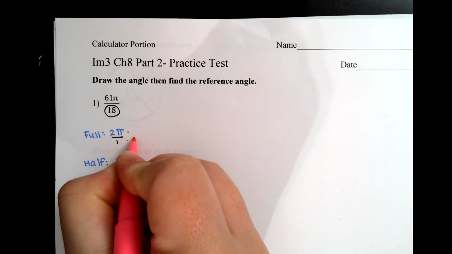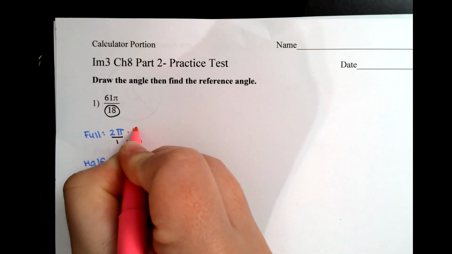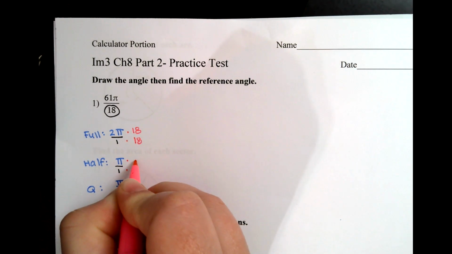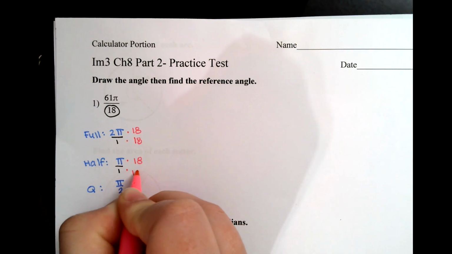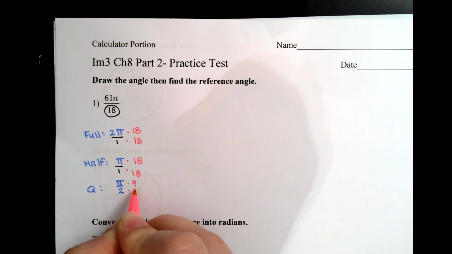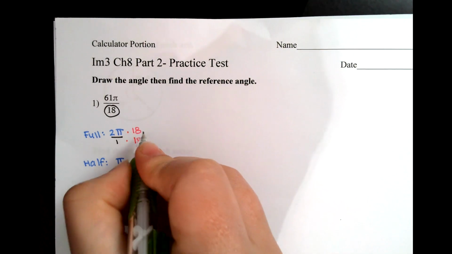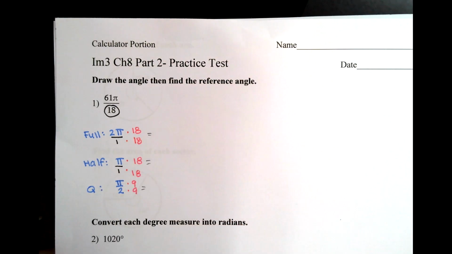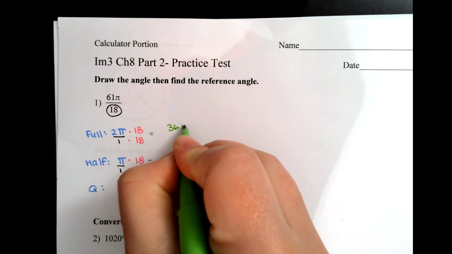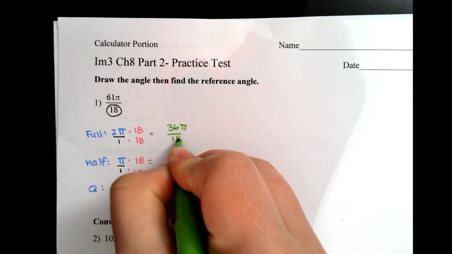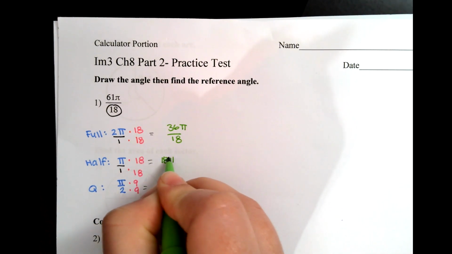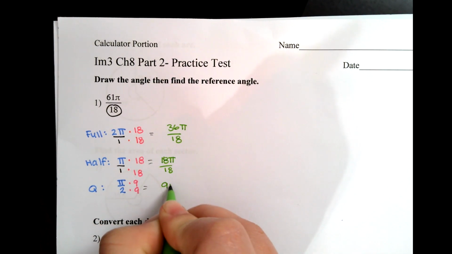So my full is now 18 times 2 is 36. 36 pi 18ths. Here I have 18 pi 18ths. And here I have 9 pi 18ths. So my full is 36, my half is 18, and my quarter is 9. I'm going to go ahead and take out my calculator and identify two things here. I'm going to identify if this is positive or negative.